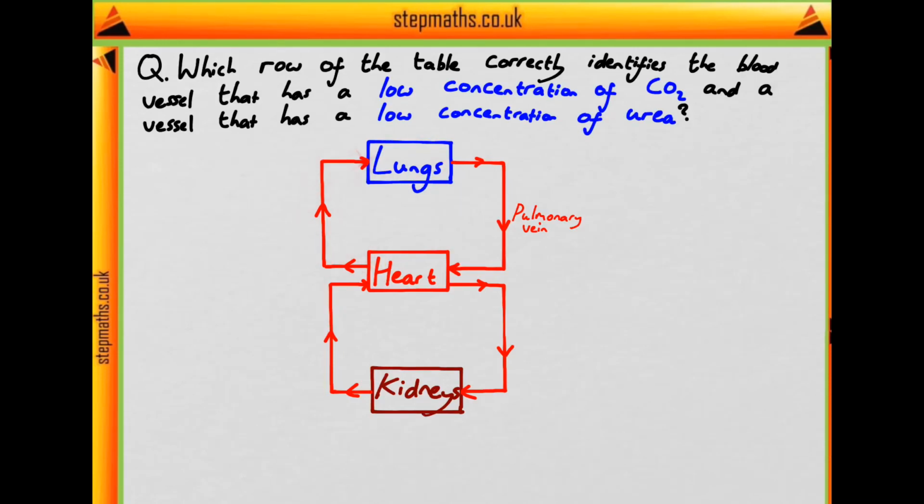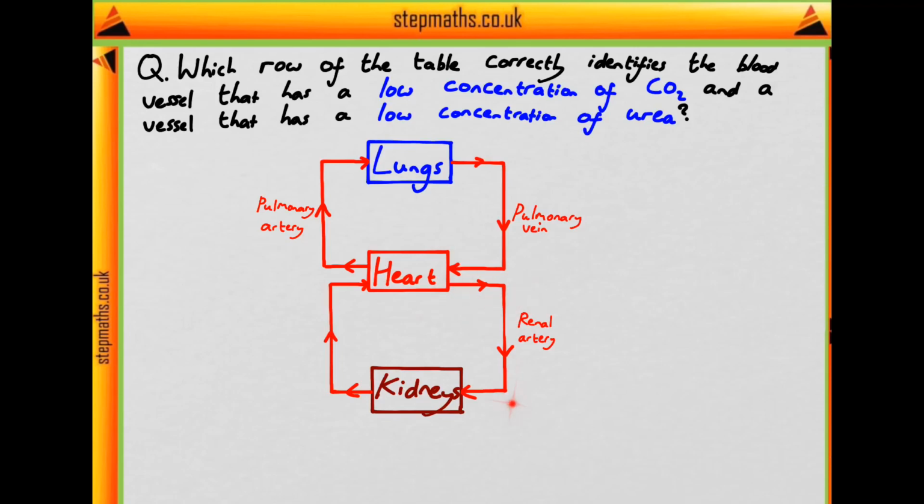Next, what is this blood vessel which carries blood away from the heart towards the lungs? This is the pulmonary artery, and this carries deoxygenated blood back from the heart to the lungs. Next, what is this vessel here which carries blood from the heart to the kidneys? This is the renal artery. And so the renal artery supplies the kidneys with oxygenated blood from the heart via the aorta.